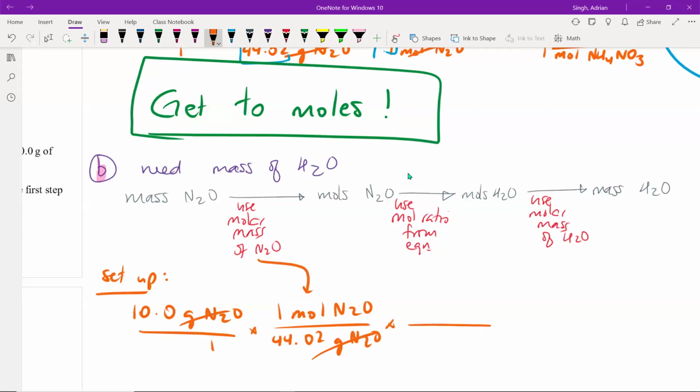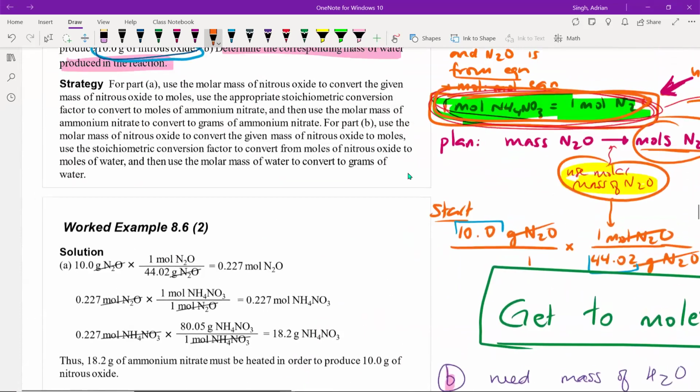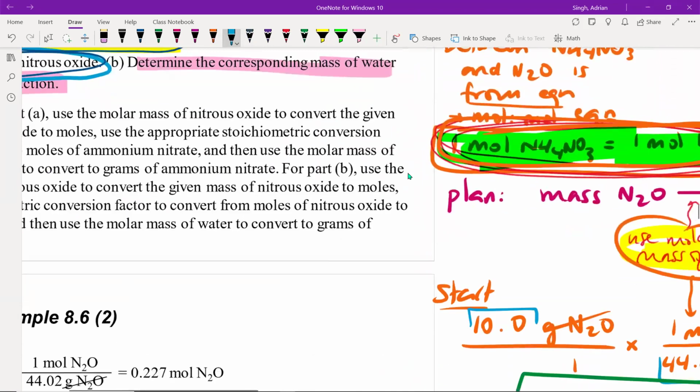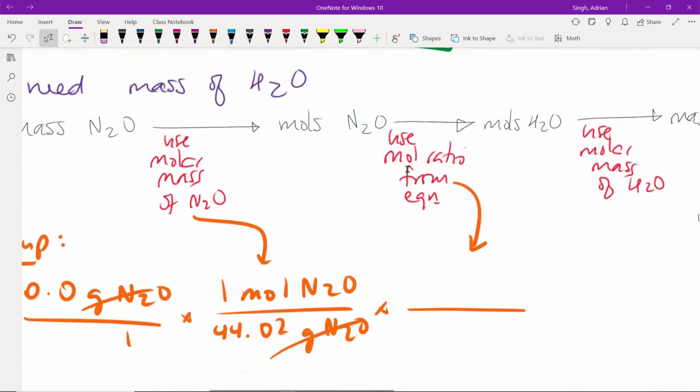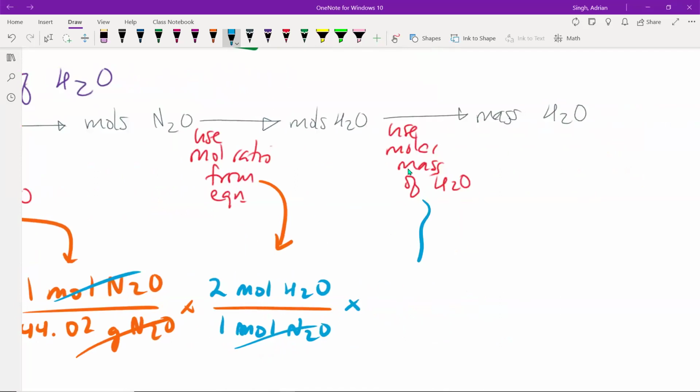My next step is to use the mole to mole ratio from the equation. All I do there is read the coefficients, right? From the equation, the mole to mole ratio is 1 mole of N2O to 2 moles of H2O. So it's a 1 to 2 mole ratio. I have my 1 mole of N2O on the bottom, and now I have my 2 moles of H2O on top. I get this from the equation. There's nothing special I need to do here. Moles of N2O cancel.